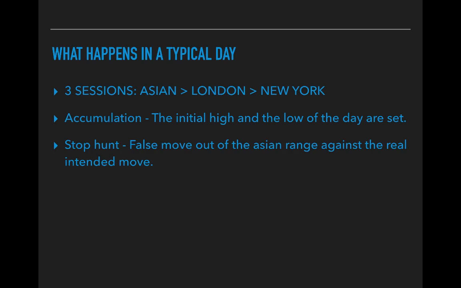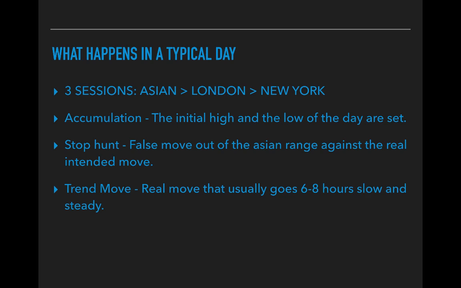Then what's going to happen after that is you're going to get some kind of stop hunt, or a false move out of the Asian range, which is against the intended real move. This happens usually in London session. So Asian session ends, London session starts, and then there's this false move out of the Asian range against the real intended move. Following that, there's the trend move, which is the real move, and that usually goes for about 6 to 8 hours, slow and steady, right?